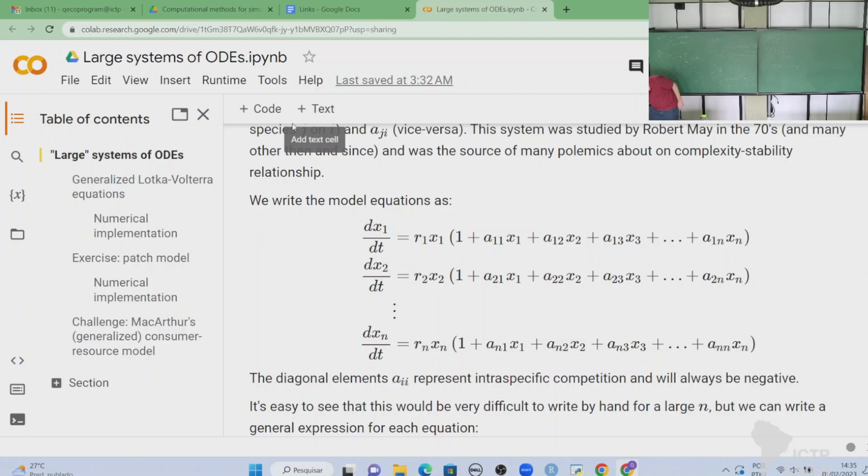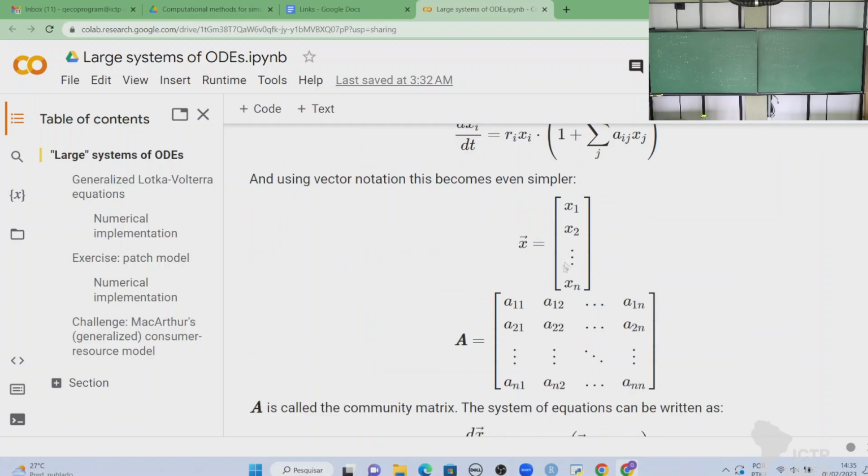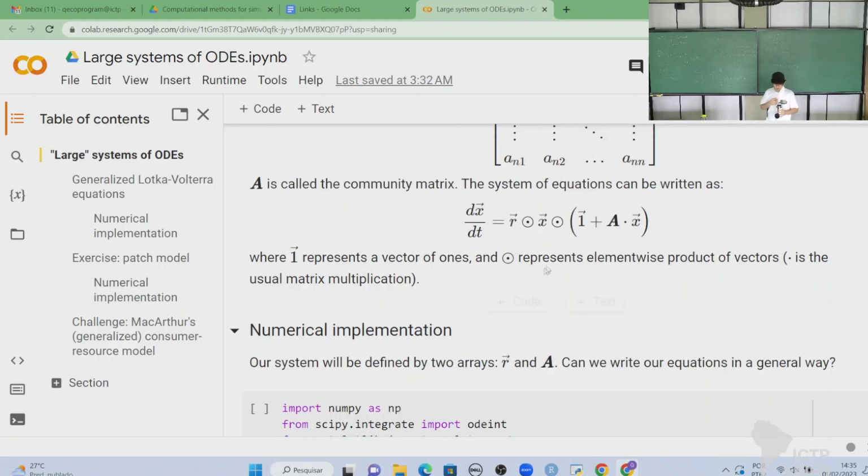Okay, so the equations are here in the notebook as well, right? So here we are. We have this notation here. I wrote this with A instead of C, right? So it doesn't matter. So we have this.